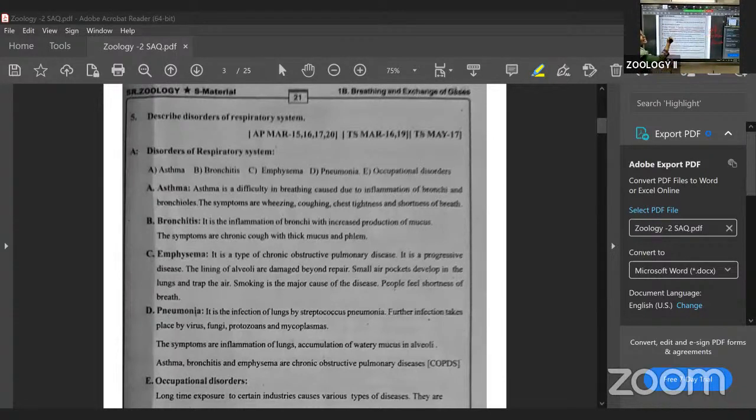Next, what are the symptoms in an asthma patient? Wheezing, meaning a sound occurs while breathing, and coughing, and chest tightness while breathing, and also shortness of breath occurs. This is about asthma, the first respiratory disorder.